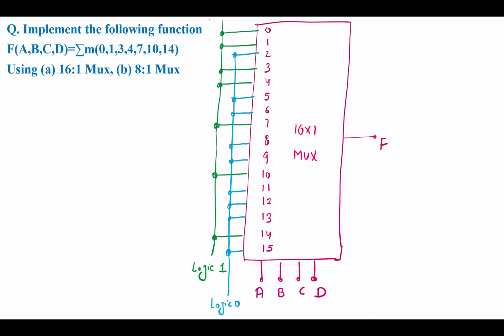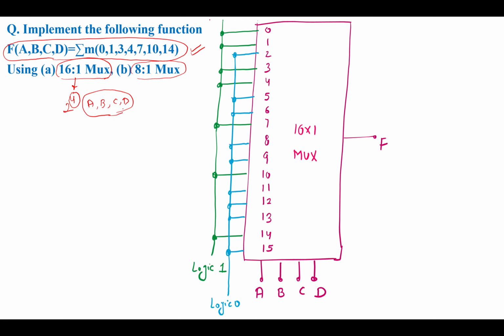Now we have to solve one more question based on the multiplexer. Here I gave you some SOP expression and these minterms, and I say you have to implement this function by 16 to 1 or 8 to 1. So we know in 16 to 1 the number of select lines is 4, because 2 to the power 4. Suppose the variables are ABCD. All the variables, because in the function the number of variables is also 4.